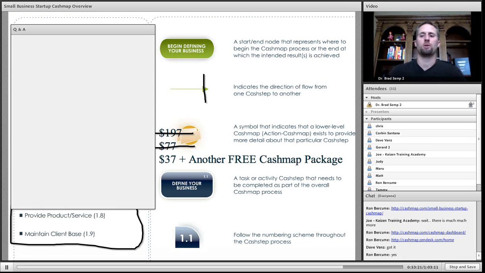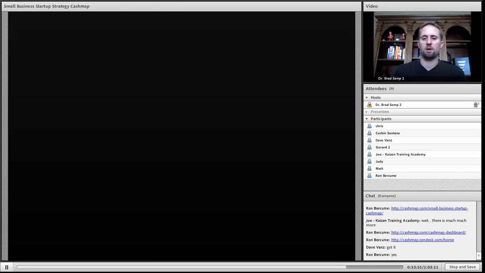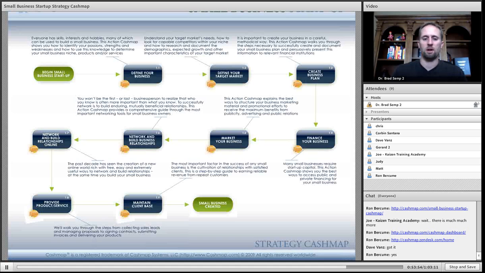But if you log into your Cash Map account on cashmap.com, you'll be taken to the Cash Map dashboard, and on there you'll see small little thumbnails and small little descriptions for our almost 60 packages. And of those 60 packages, there's 2 of them, and the reference here is between small business startup and the business plan writing. If you remember back on the strategy Cash Map, right? So I'm going to go ahead and pull that back up real quick to answer this question.